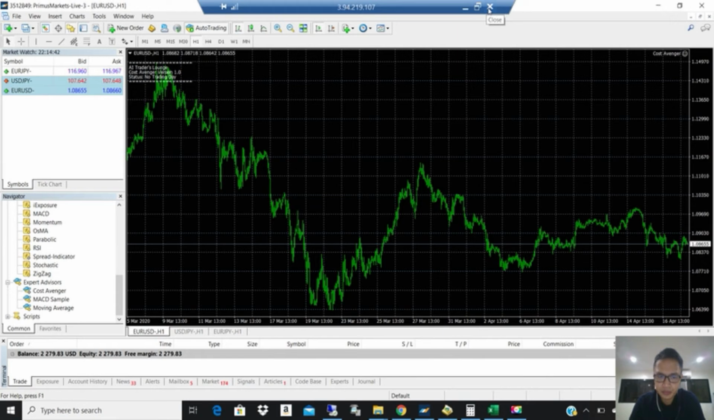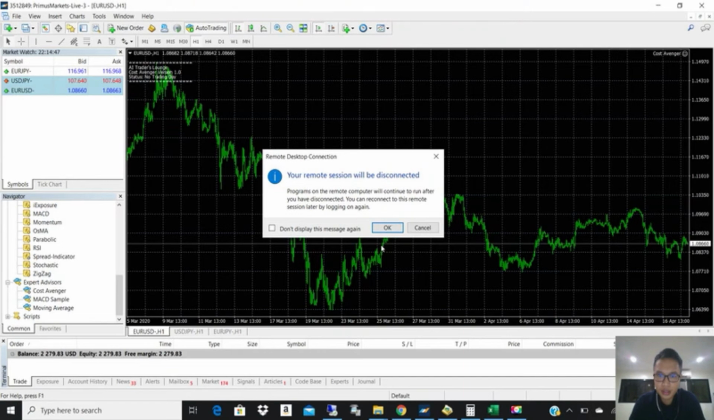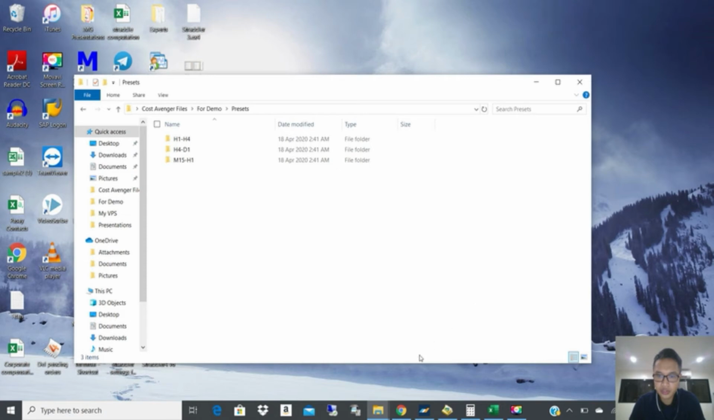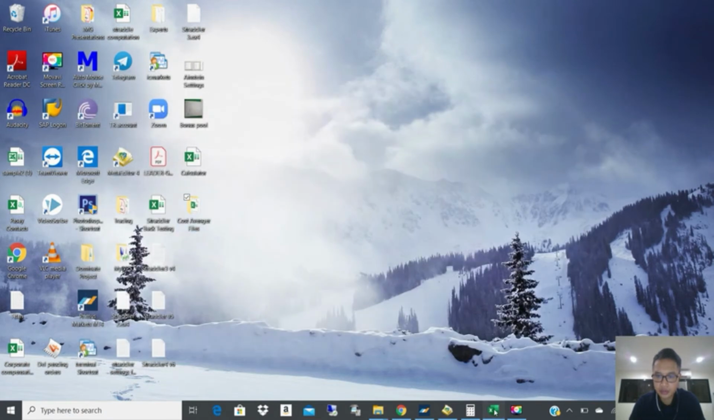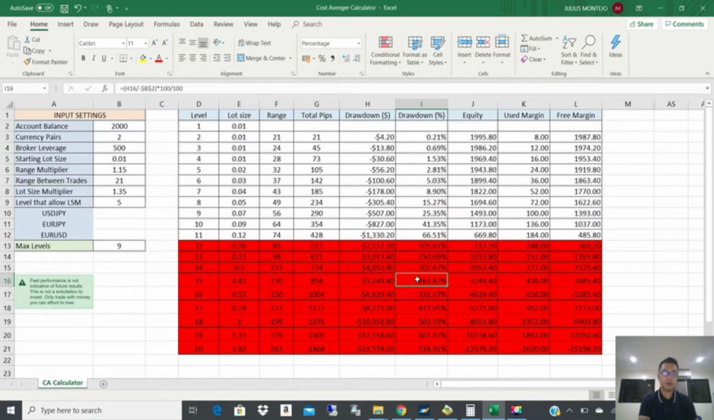So that's for the money management part. And I'm going to show you also, I have also prepared a Cost Avenger calculator wherein you could change the settings here: the lot size, account balance, the currency pairs that you trade, and you could compute here at what level you are gonna be wiped out, or at what level your drawdown will be that big.